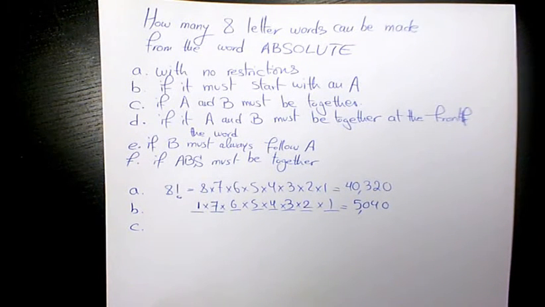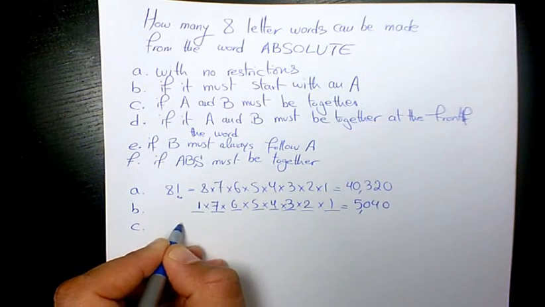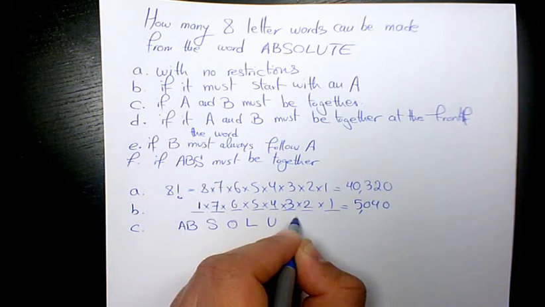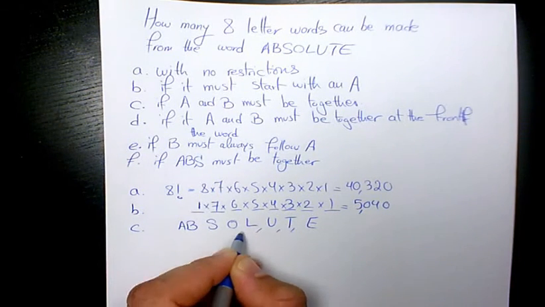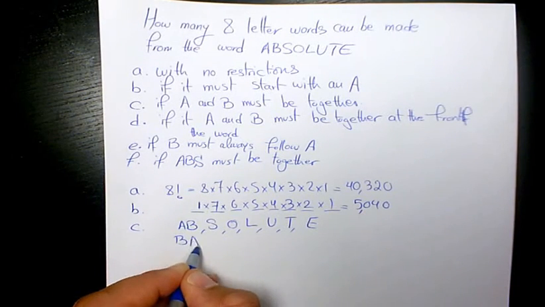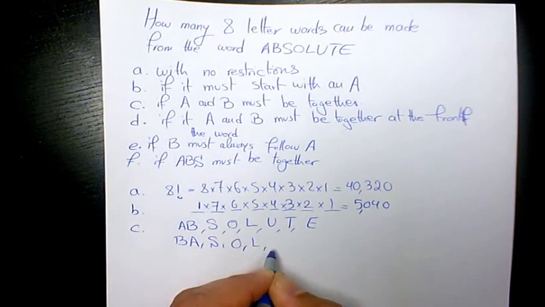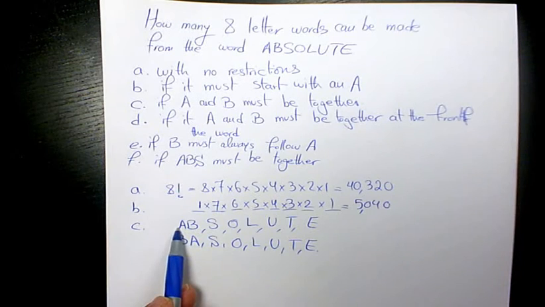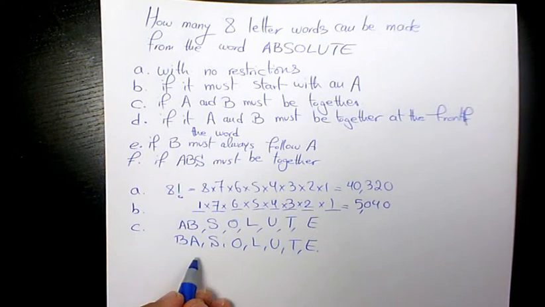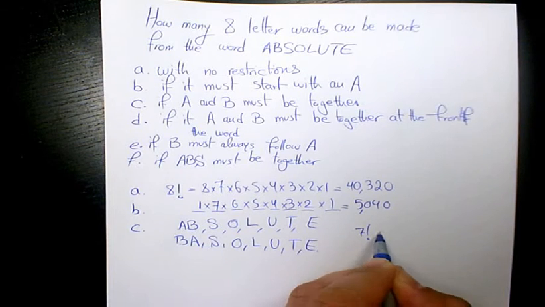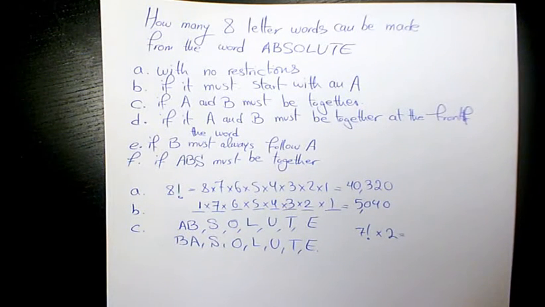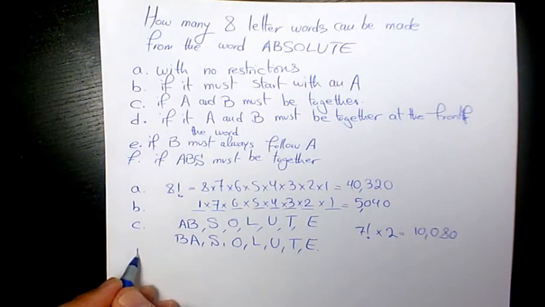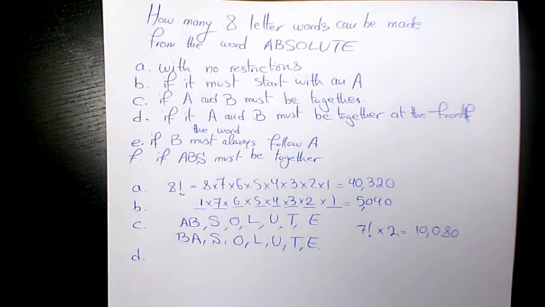C. If A and B must be together, it means that we need to have it as A, B, S, O, L, U, T, E, or we can have it as B, A, S, O, L, U, T, E. So we have 7 letters here and 7 letters here. So it's going to be 7 factorial times 2, which will be 10,080.